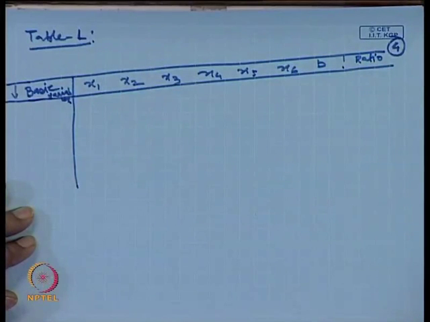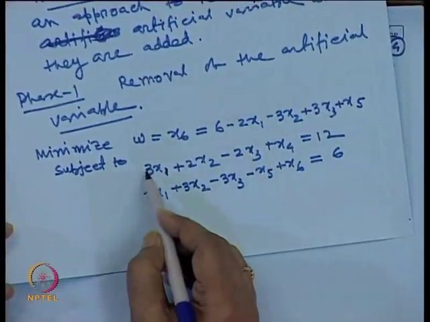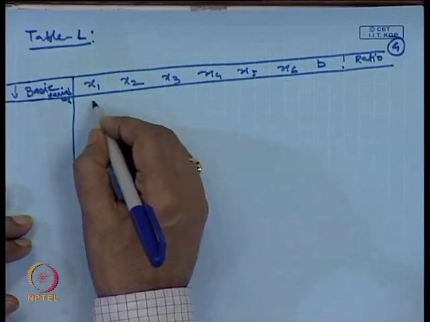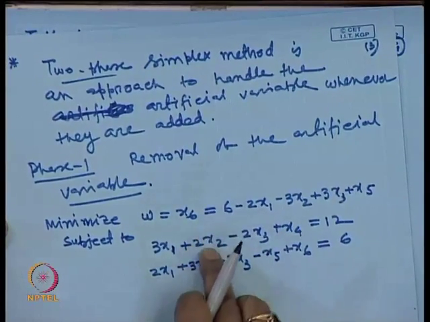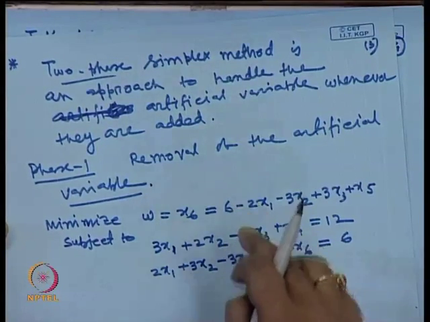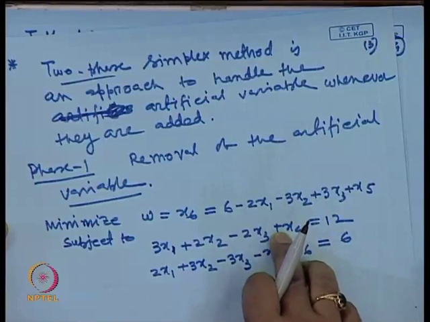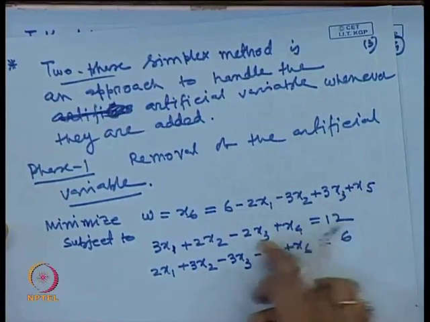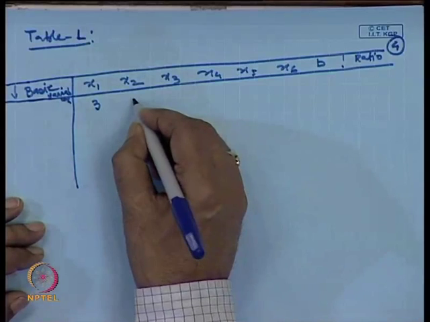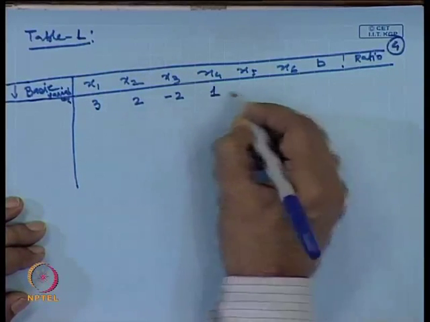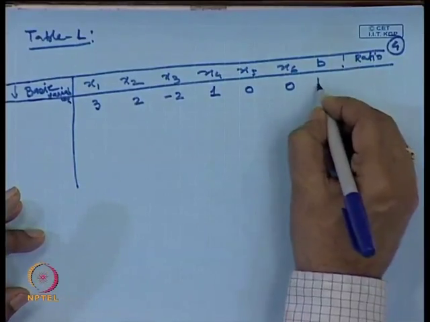So I will write first this equality constraints, 3 into x1. So it will come 3. Next is your 2 into x2 minus 2 into x3 plus x4. So under x2, 2 will be there, under x3 column, minus 2 is there, under x4 column, 1 is there, x5, x6, no coefficients associated with x5, x6 is 0. So I can write that one, 3, 2, minus 2, 1, 0, 0, and the right hand side is equal to 12.